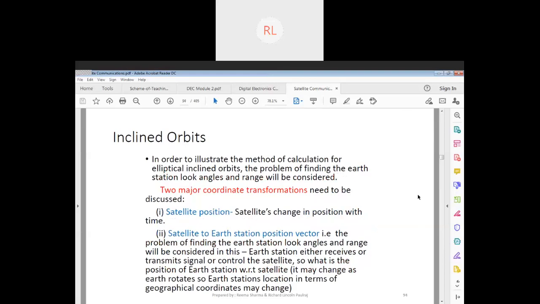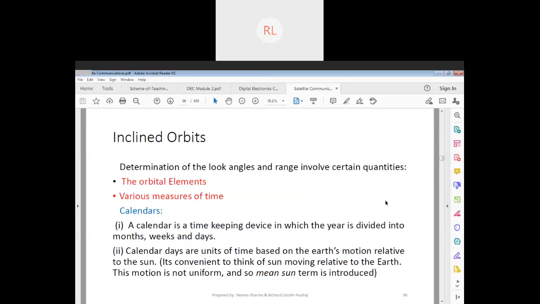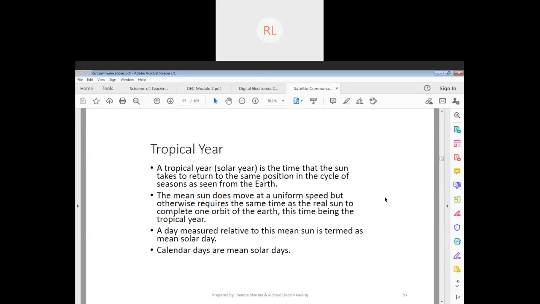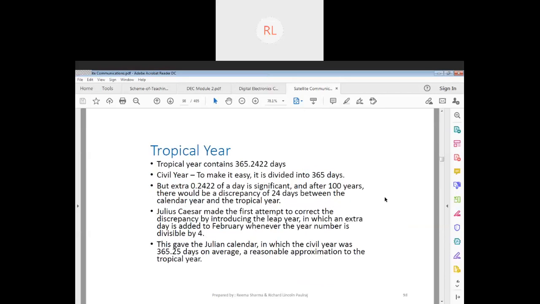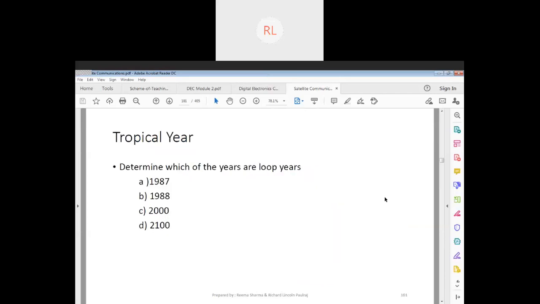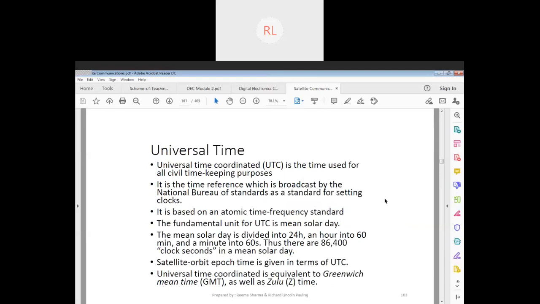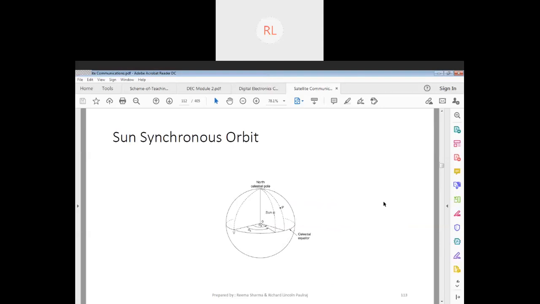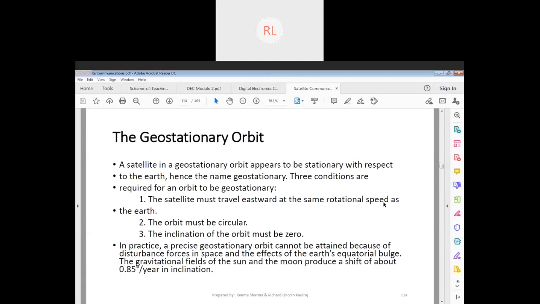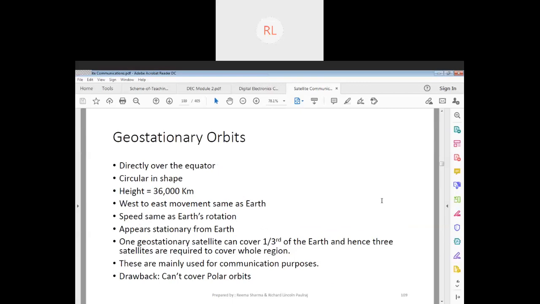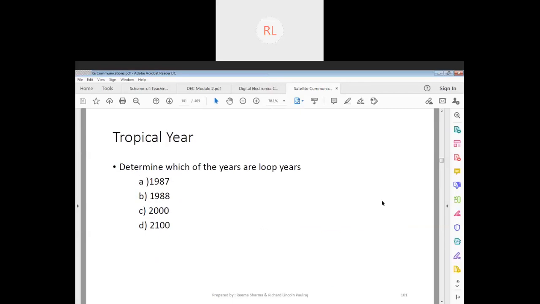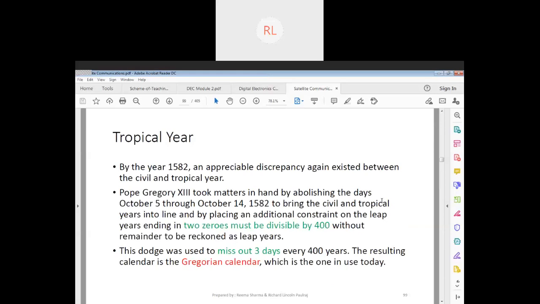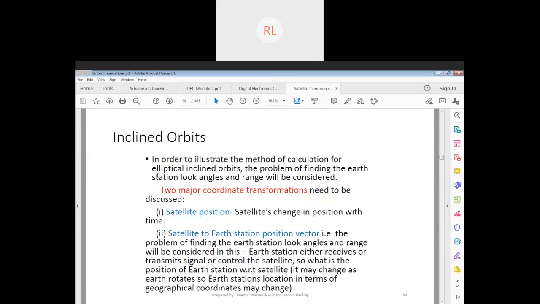For each station, the quantities of interest are azimuth and elevation angles. So these azimuth and elevation angles are nothing but what we call look angles. The reason we call them look angles is how the base station is looking at the satellite. That gives us an angle, and since we are looking at the satellite, it creates something called a look angle. So we are using look angles and range. These are important things.